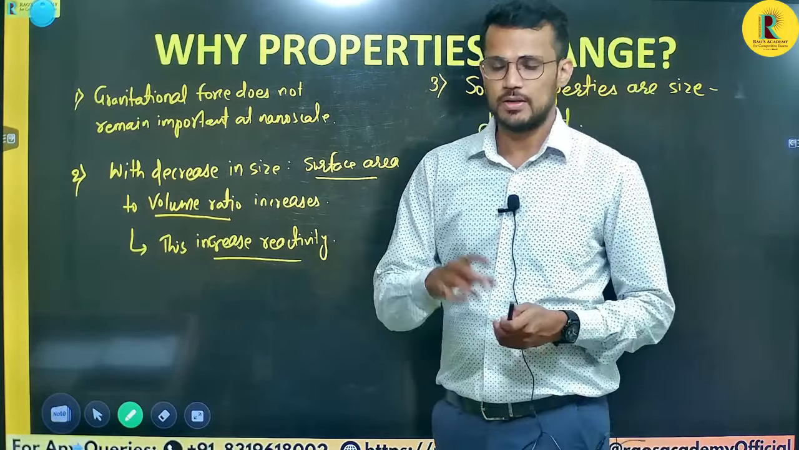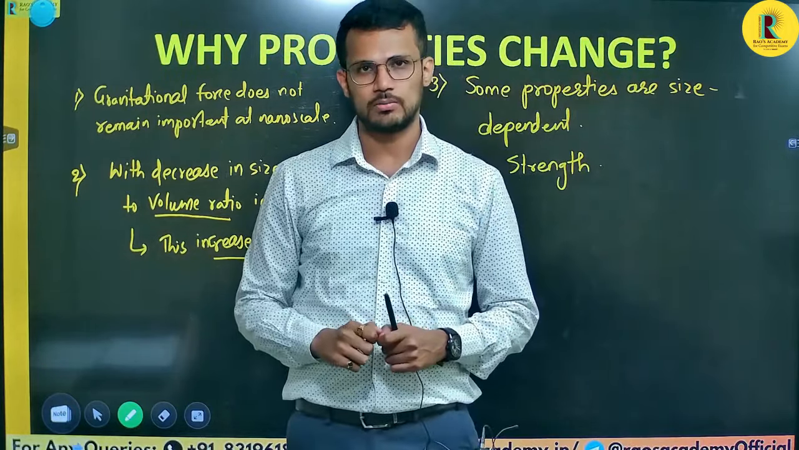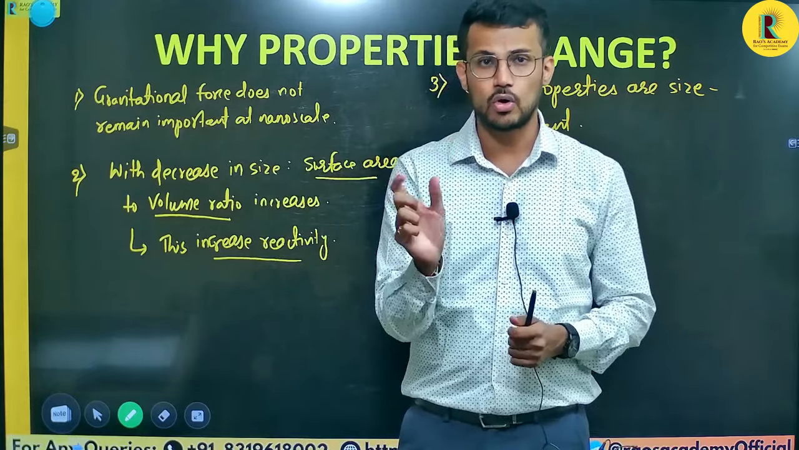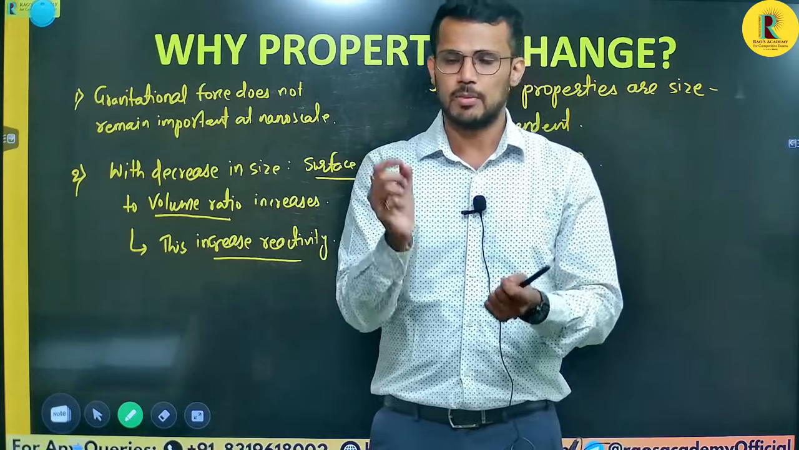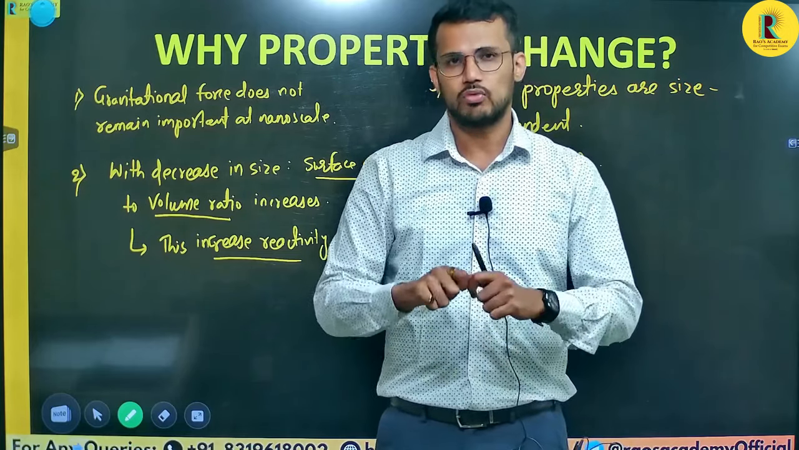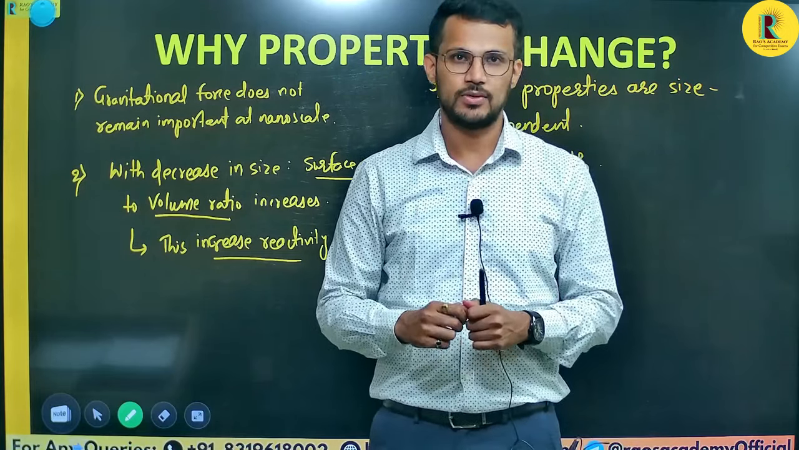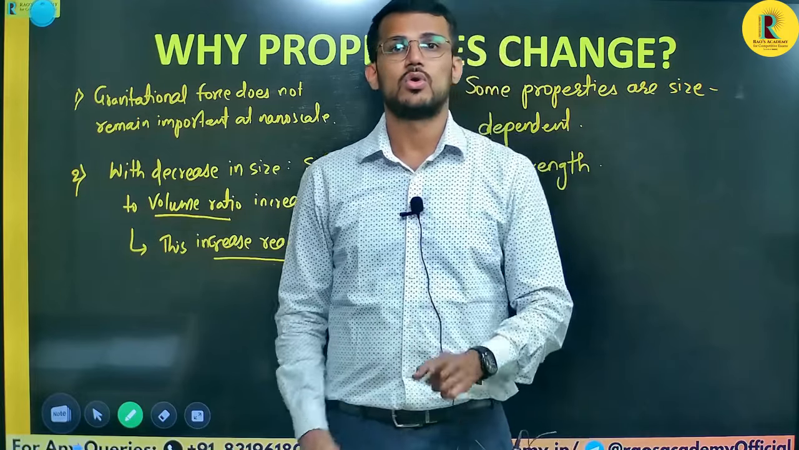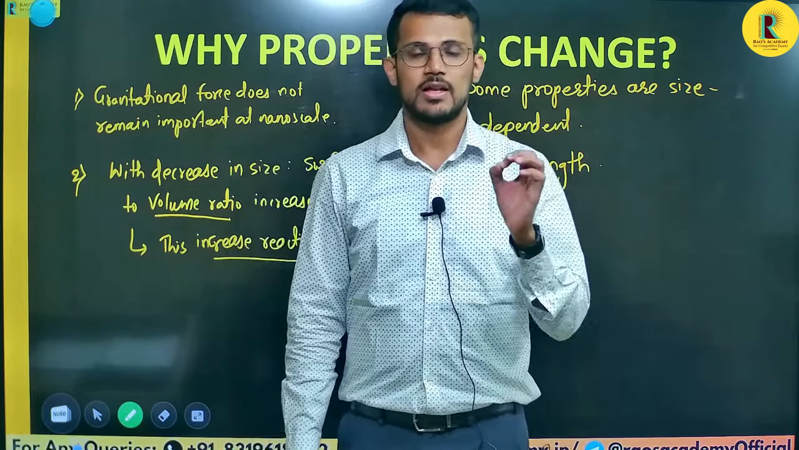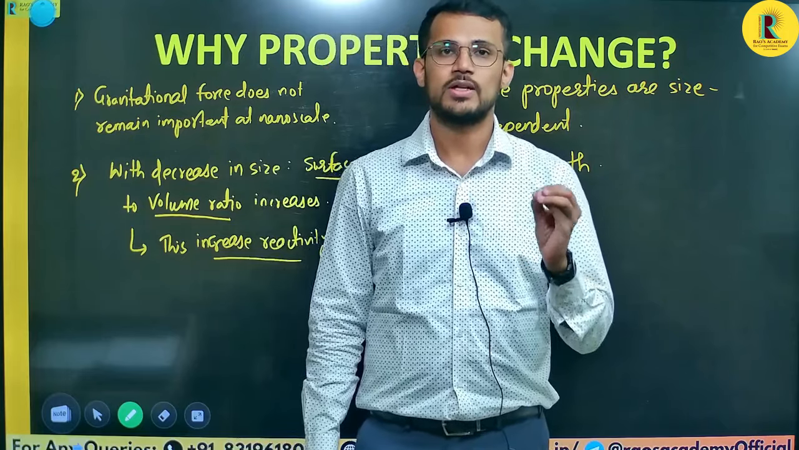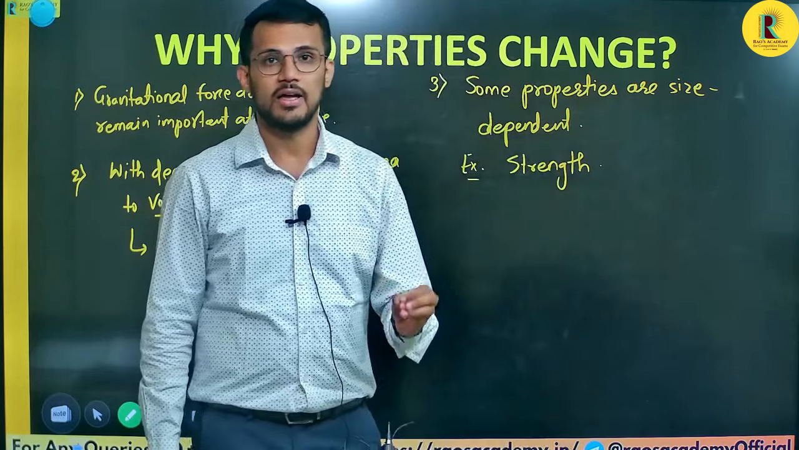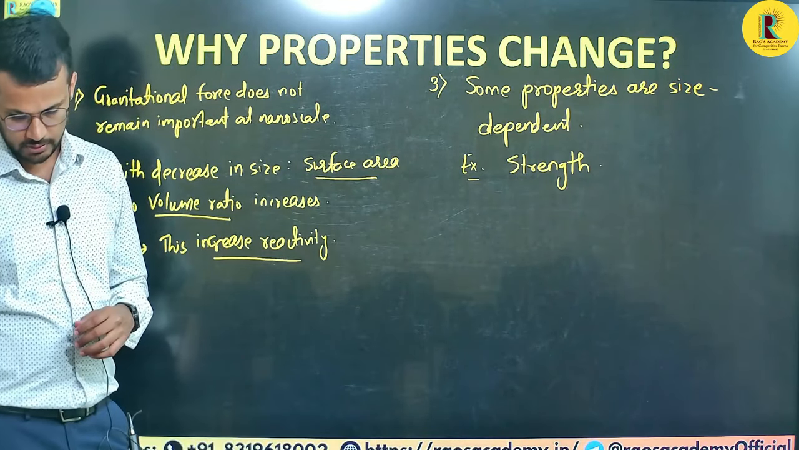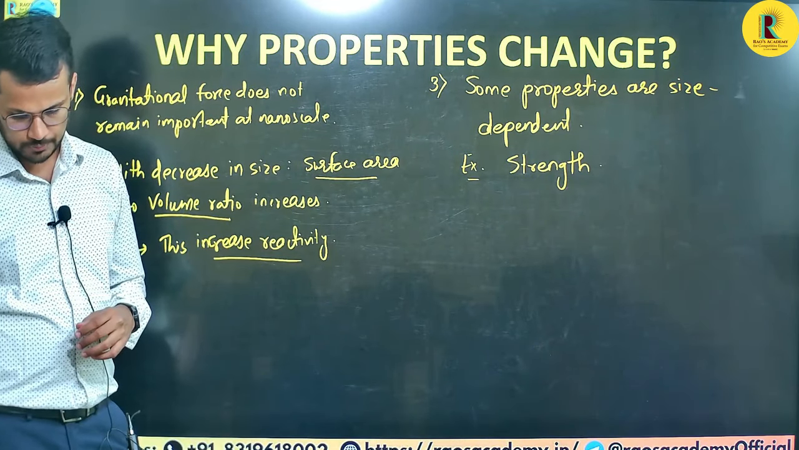Right? For example, if I give you a normal size chalk, you will be able to break it very easily. But if I give you a very small chalk, it would be difficult for you to break it. Right? Why? Because as size falls, strength goes on increasing. And that's why nanoparticles have very high strength. Fine? I hope this point is clear to you.